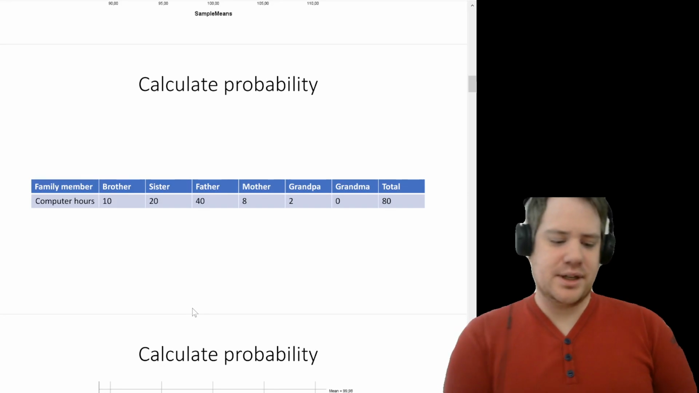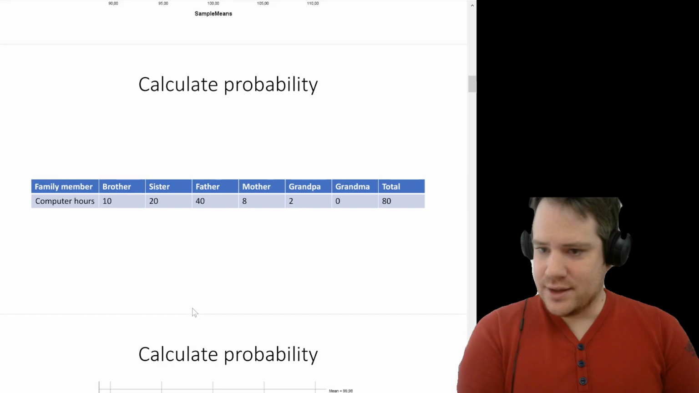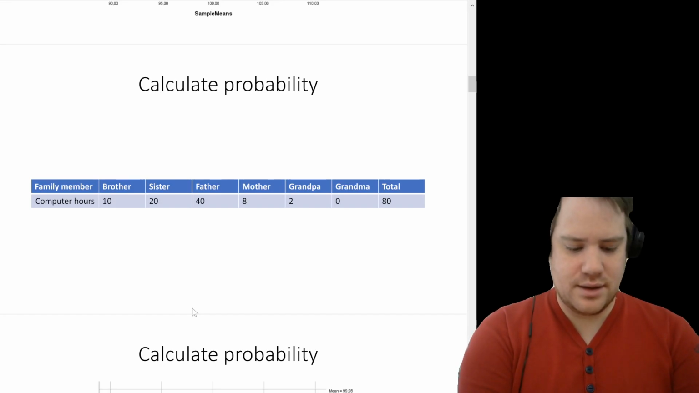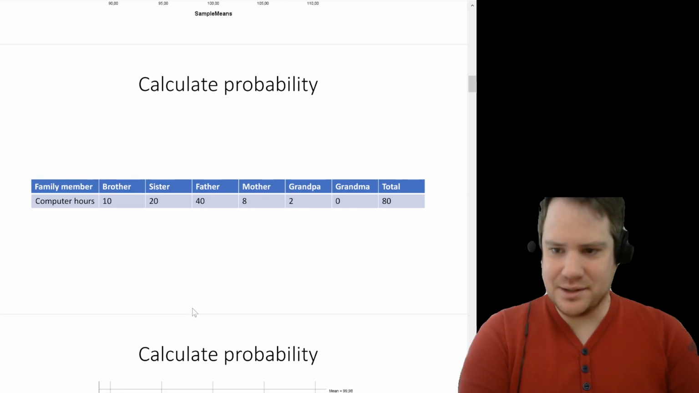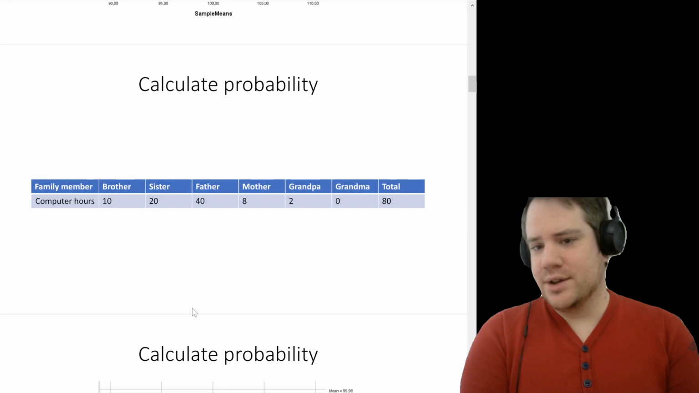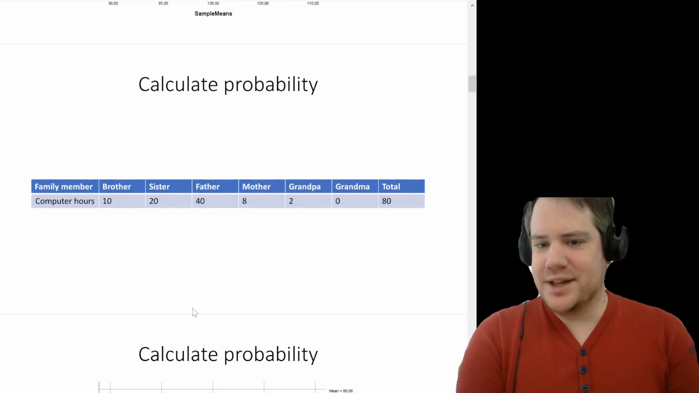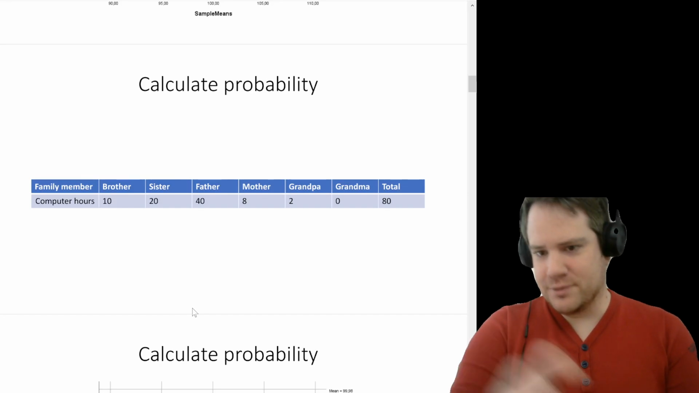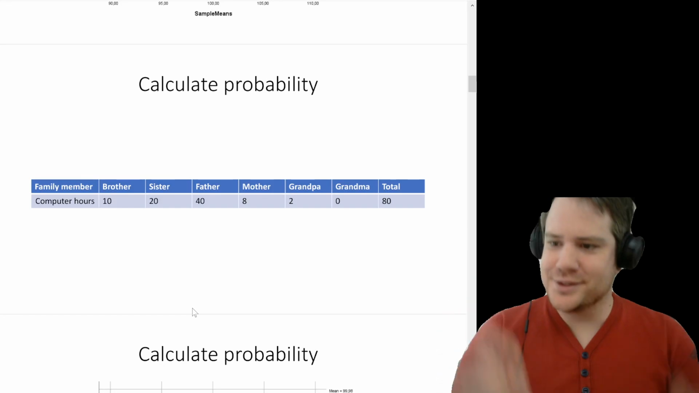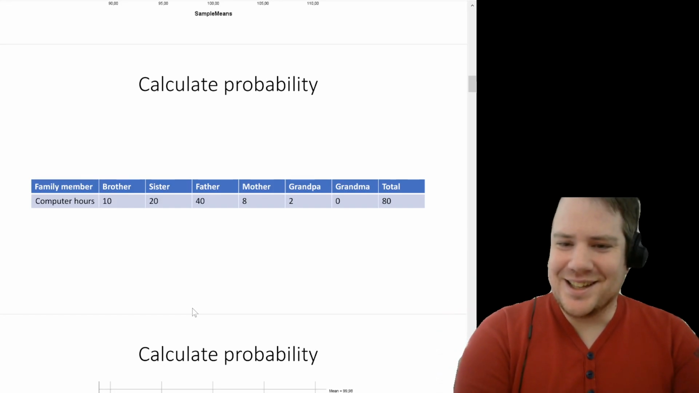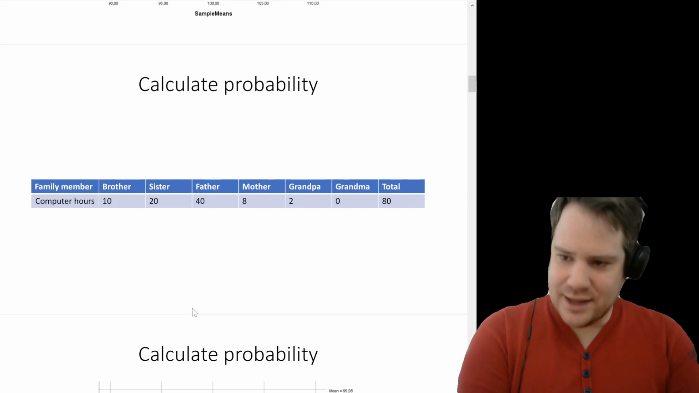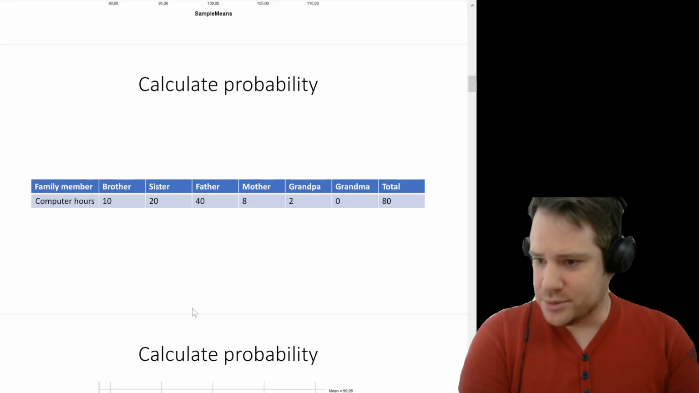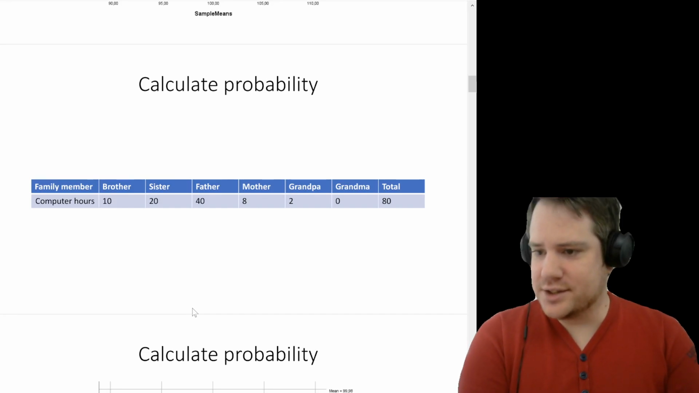So in that sense, we can look at the total of 80, and then we can take whatever we're interested in, and then we can divide it by the total number of hours. You could even do it by generation and say, oh, what's the chance one of my parents was using it? Well, both father and mother are included in parents, obviously. In total, they used it for 48 hours. So then 48 divided by 80 would be 0.6, and that's 60%.